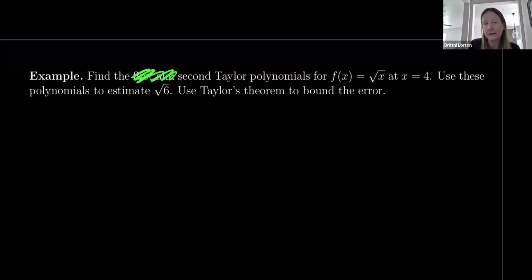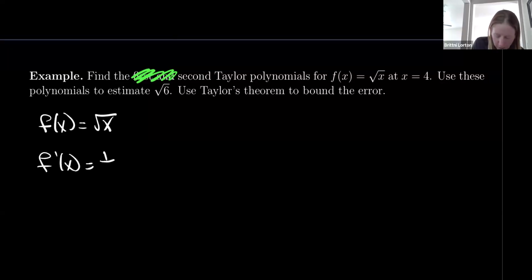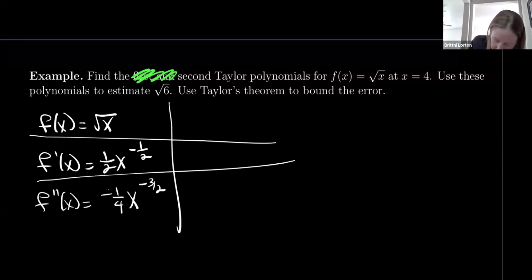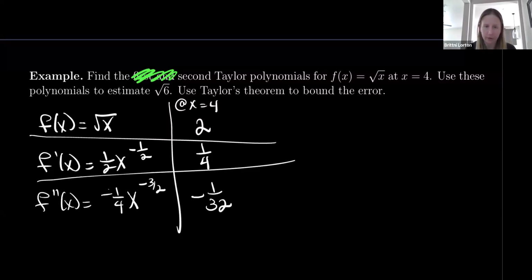Okay, so let's first do the second order Taylor polynomial. The first thing I do is write out the function, which is the square root of x. If I want the second order Taylor polynomial, I just need 2 derivatives. My first derivative is 1/2 x to the negative 1/2. My second derivative is negative 1/4 x to the negative 3/2, and we are going to center this at x equals 4. If I plugged in 4, I got 2. If I plugged in 4 here, I got 1/4. If I plugged in 4 here, I got negative 1/32.